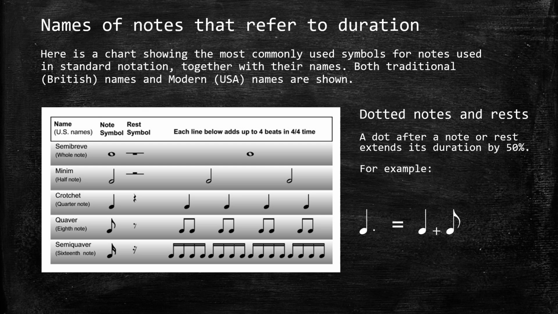Dotted notes and rests. A dot after a note or rest extends its duration by 50%. For example, a crotchet or quarter note with a dot after it has the same duration as that of a crotchet with a quaver added to it, so it's worth effectively 1.5 beats.